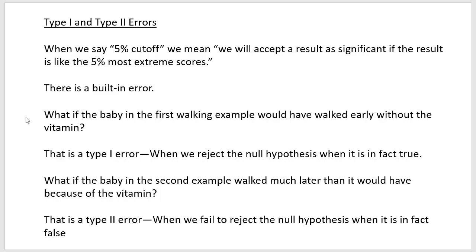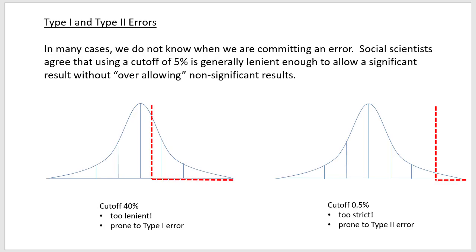Let's look at this graphically. Let's look at these cutoffs here. In many cases, we don't know that we are actually committing an error. Social scientists agree that using a cutoff of 5% is generally lenient enough to allow a significant result without over-allowing non-significant results. Let's look at this result here.